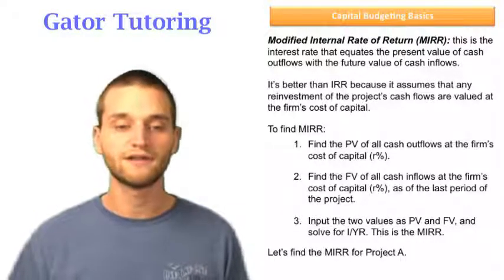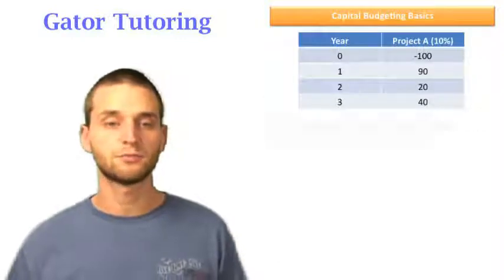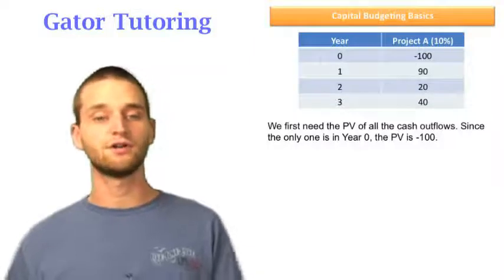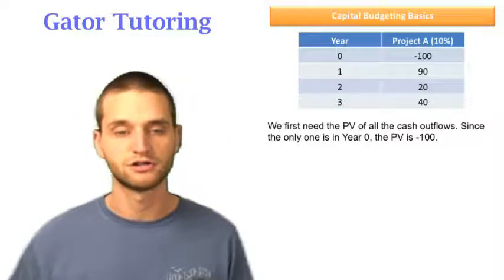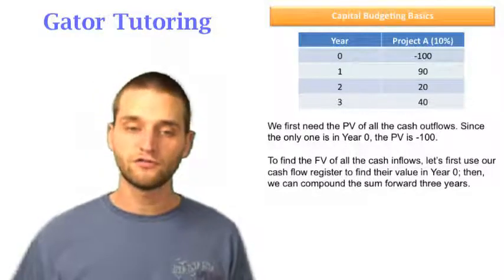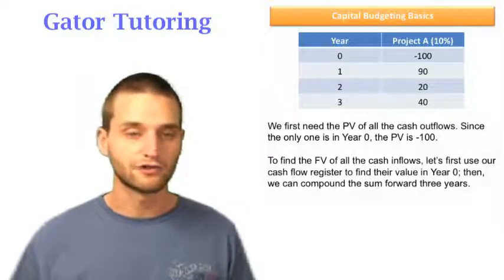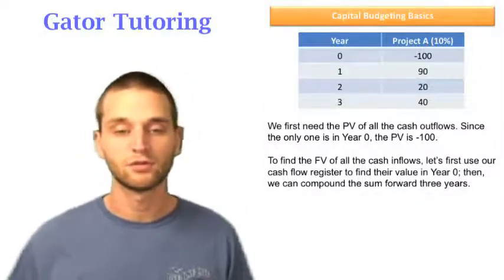So let's find the modified internal rate of return for project A. Here again is project A and its cash flows. First, we need the present value of all cash outflows. The only one is in year 0, so the present value is negative $100. To find the future value of all the cash inflows, let's first use our cash flow register to find their value in year 0, and then we can just compound the sum forward 3 years.